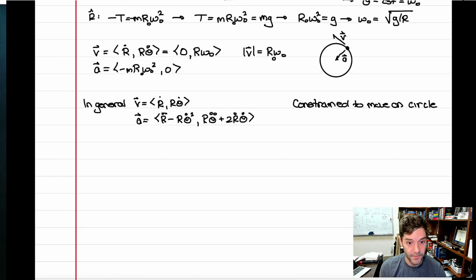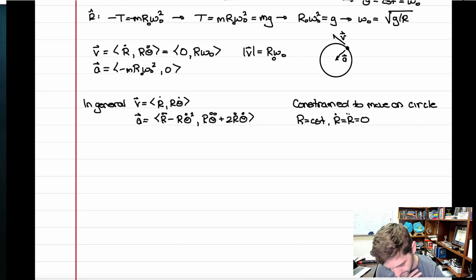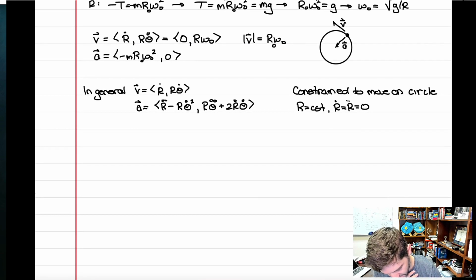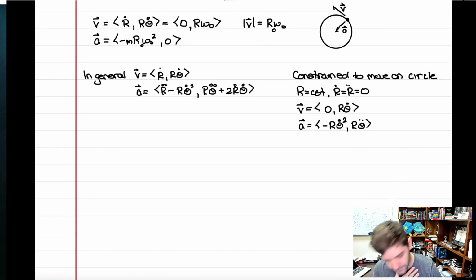Well, again, mathematically, what does that say? To move on a circle means that r is a constant, which means that r dot and r double dot better be 0 if that's going to be the case. So if you're constrained to move on a circle, the velocity simplifies to 0, comma, r theta dot, and the acceleration simplifies to negative r theta dot squared, comma, r theta double dot.